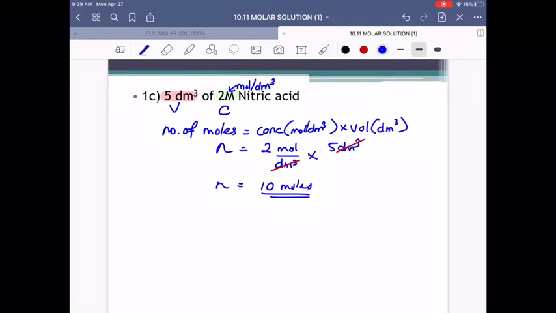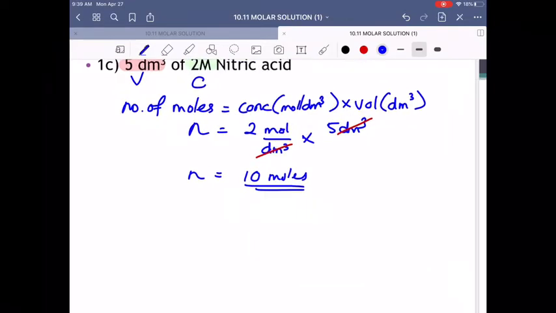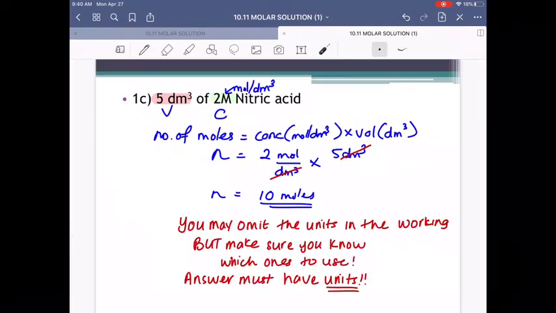You can omit the units when you write out the working, but make sure you know which multiplies with which. I have said you may omit the units in the working, but make sure you know which one to use. Don't just blindly use whatever values you have and multiply or divide. These units I have written here are to prove how you get these moles by the end of your answer.